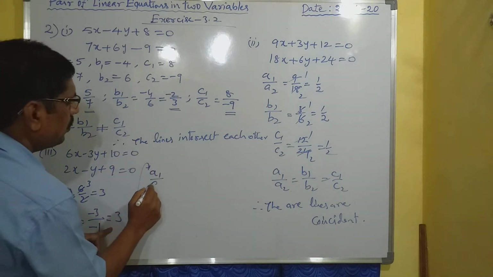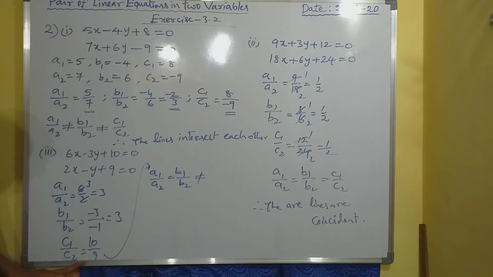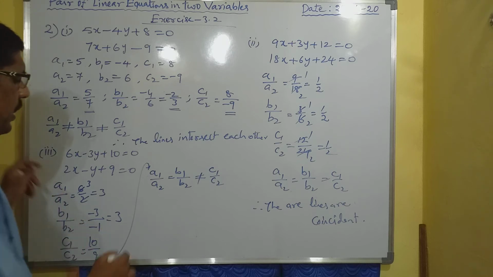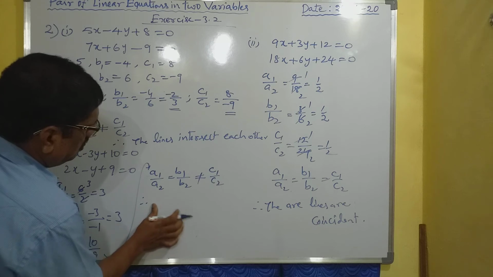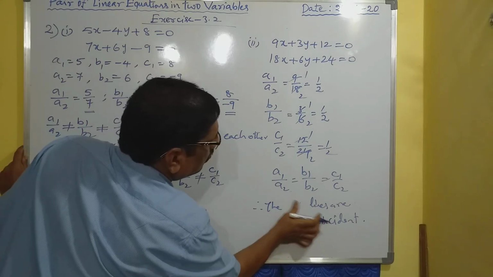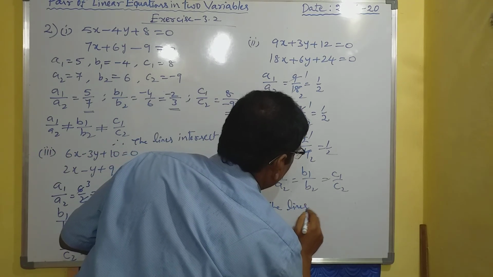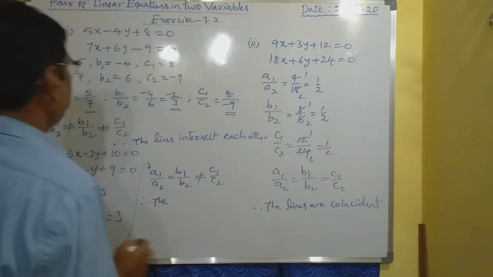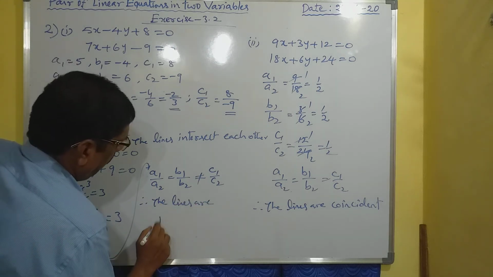So A1 by A2 is equal to B1 by B2. But they both are not equal to C1 by C2. Okay, therefore what can we say? Therefore, the lines are parallel to each other.